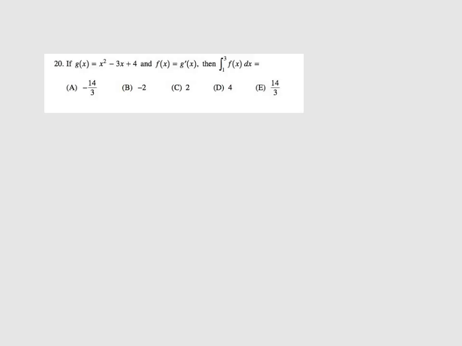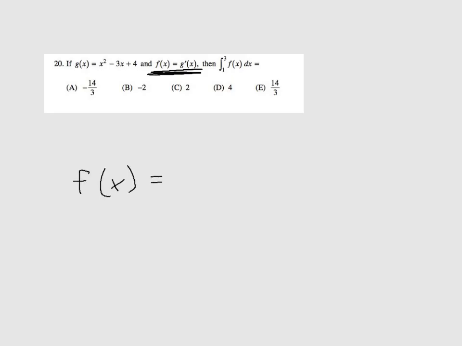Okay, this problem tests if you know the applications of the fundamental theorem and how to establish when one function is the derivative of the other. So what I'm going to go ahead and do here is write out my three layers here.